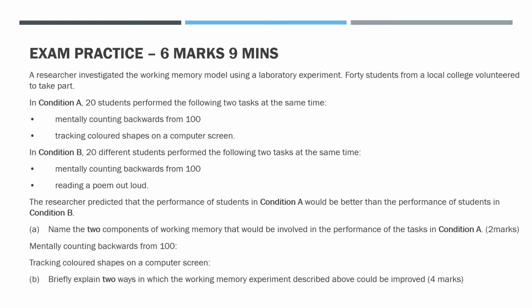So question 1A is: name 2 components of the working memory model that would be involved in the performance of the tasks in condition A. So what would be the store for mentally counting backwards from 100? What would be the store for tracking coloured shapes on a computer screen? 2 marks. Then: briefly explain 2 ways in which the working memory experiment described above could be improved. So is there any way that this could be changed, made different to make it a better study? So it's 6 marks, you get 9 minutes, time yourself, try not to use your notes, see how you get on.